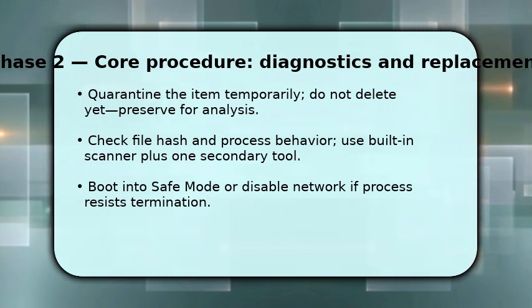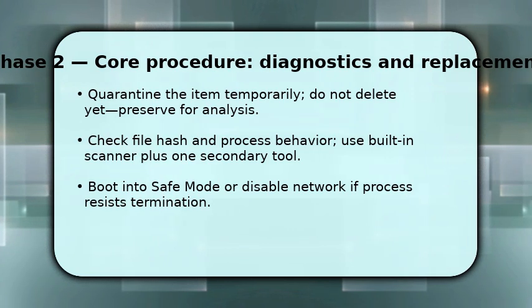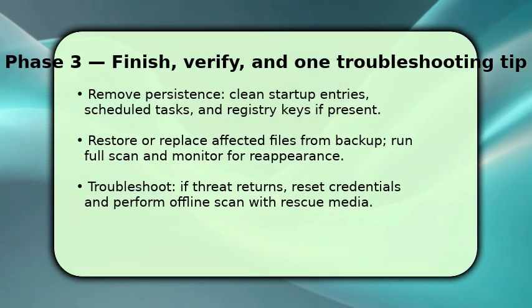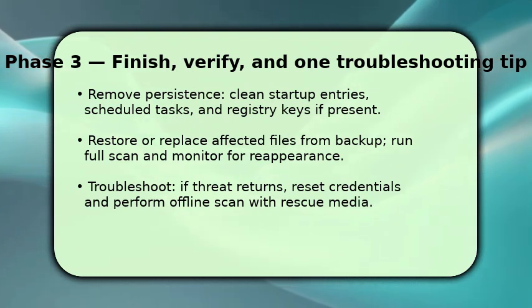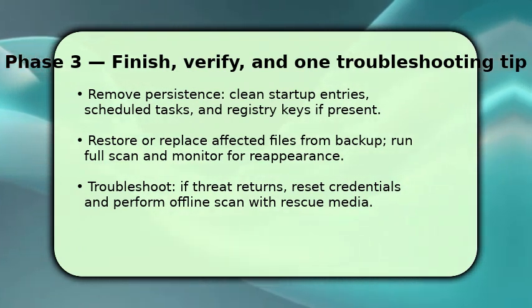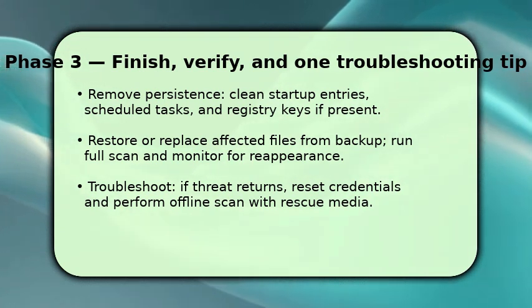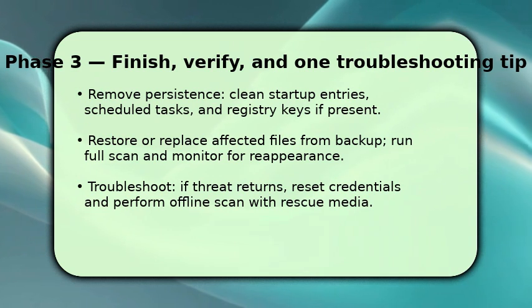Delete or clean identified persistence mechanisms like startup entries and scheduled tasks, and restore legitimate files from your backup so the system remains intact. Once changes are made, run a complete system scan and monitor for any recurrence over 24-48 hours. If the alert reappears, escalate.